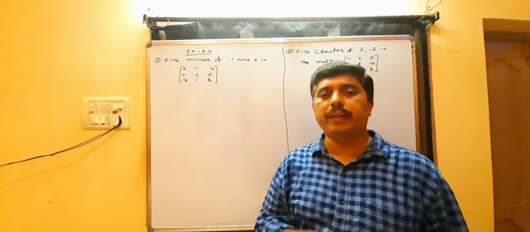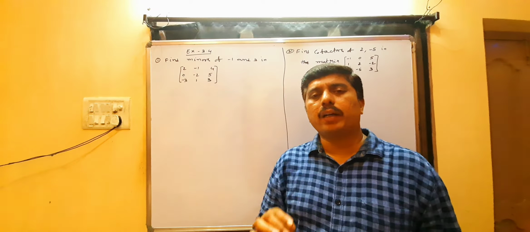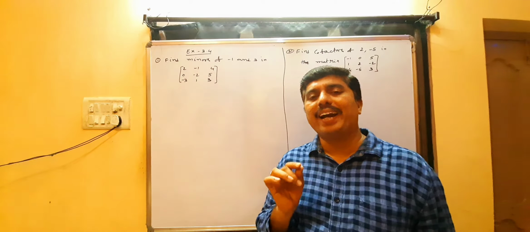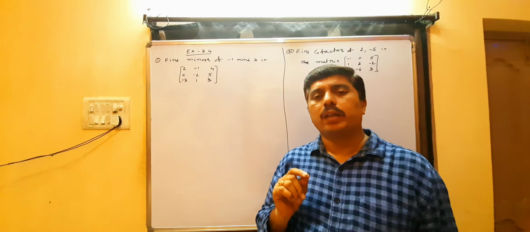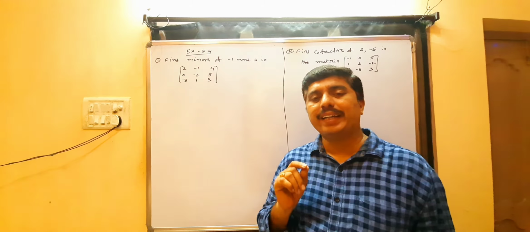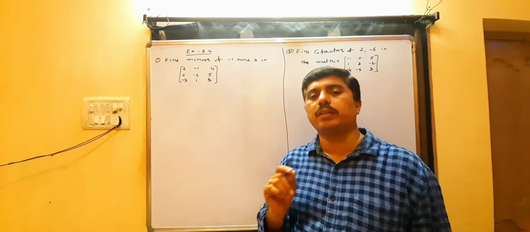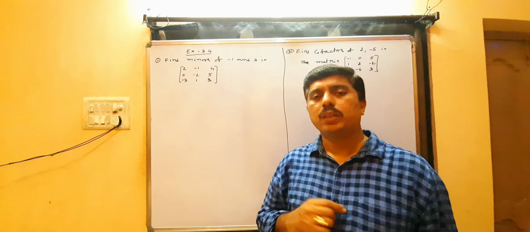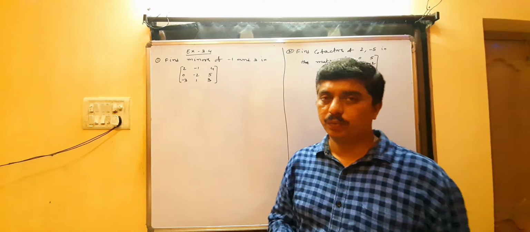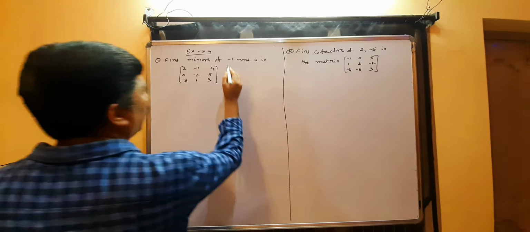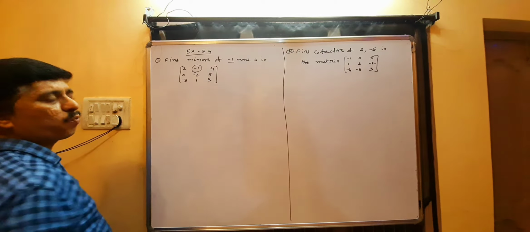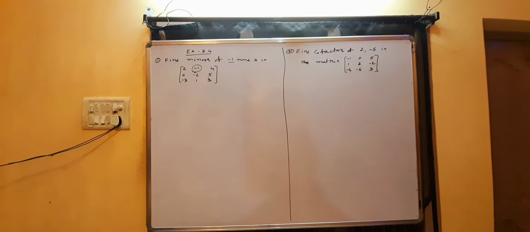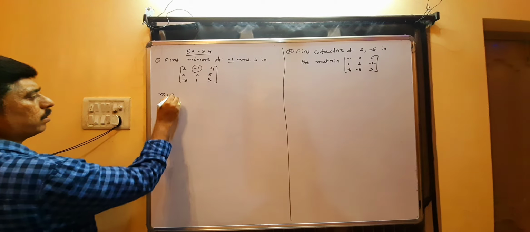Minor of an element means the determinant obtained by deleting the ith row and jth column. Again I am repeating, the determinant obtained by deleting the ith row and jth column in the given matrix is called the minor of Aij. Now you have to find the minor of -1. -1 lies in the first row and second column.